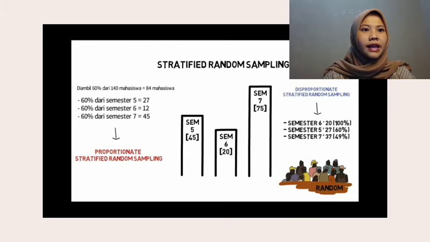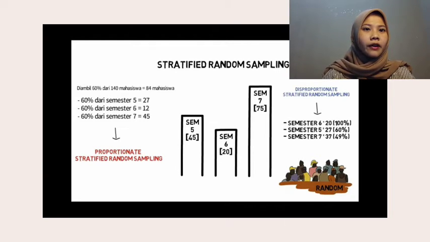We will take 60% of semester 5, 60% of semester 6, 60% of semester 7. This proportion is the same, 60%. If the proportion is the same in every stratum, then this is proportional stratified random sampling.